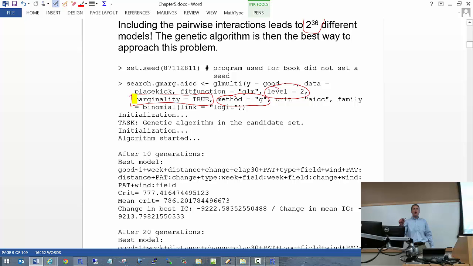What that tells R is, if you have, let's say, a distance and wind interaction, make sure that the main effects for distance and wind are also in the model. That's generally what we would want to do, similar to what we started talking about in Chapter 2. And so by adding that additional part there, it guarantees that this will happen.